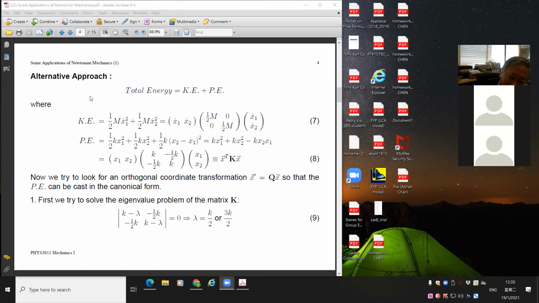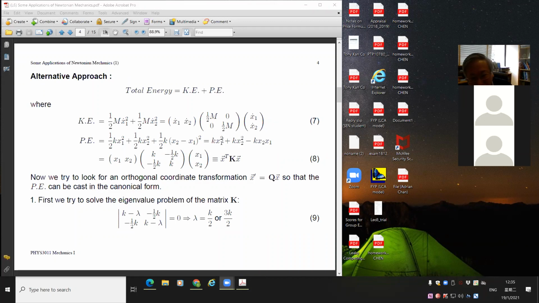So we write down the total energy, kinetic energy plus potential energy, all right? Kinetic energy is very simple. It's equal to 1/2 m x1 dot square plus 1/2 m x2 dot square. Now, we can always rewrite this in terms of matrices and vectors, as shown in equation 7 here, right?